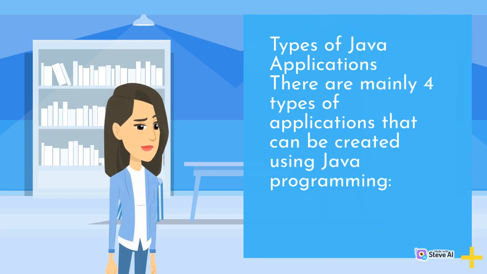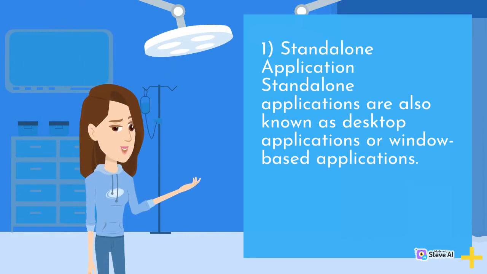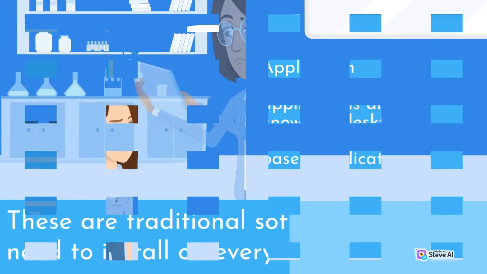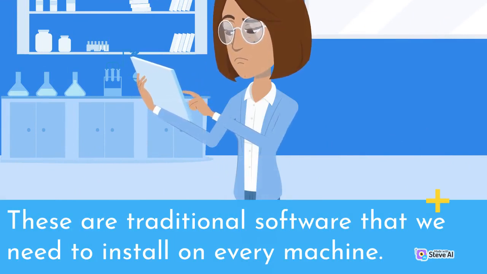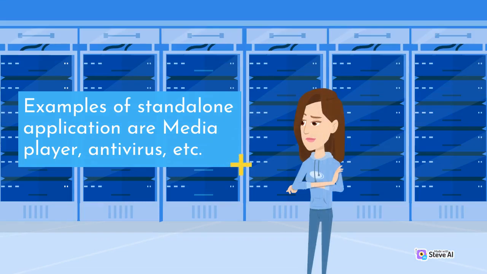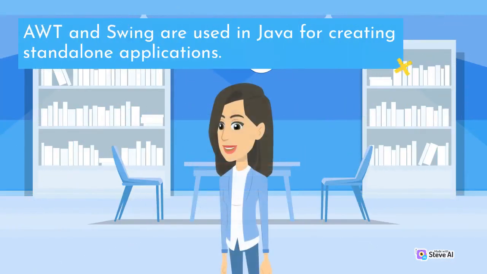Types of Java applications. There are mainly 4 types of applications that can be created using Java programming. 1. Standalone application. Standalone applications are also known as desktop applications or window-based applications. These are traditional software that we need to install on every machine. Examples of standalone applications are Media Player, Antivirus, etc. AWT and Swing are used in Java for creating standalone applications.